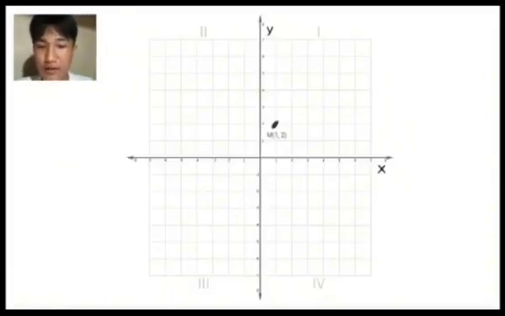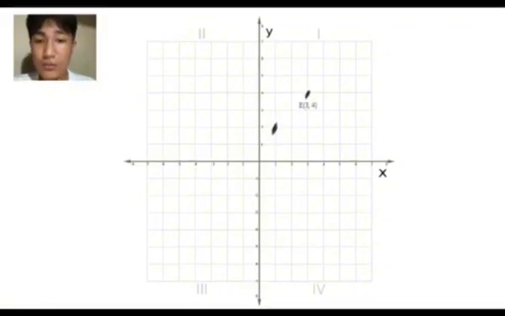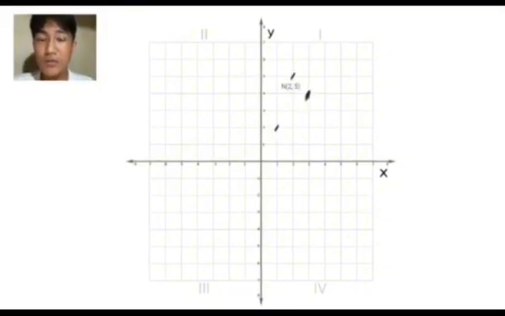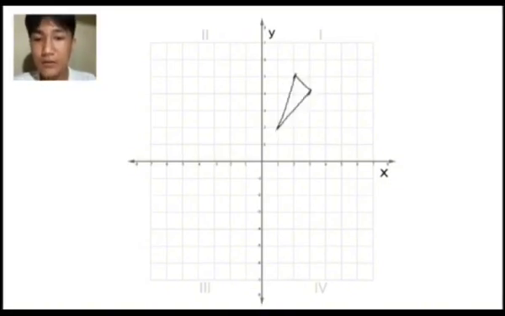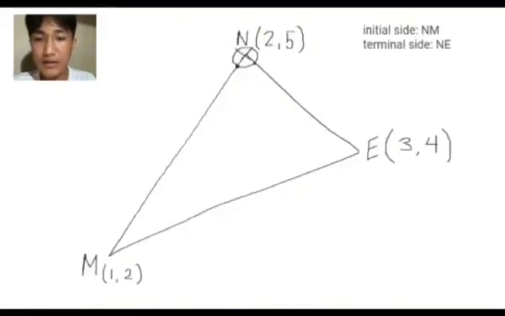To form a triangle, I plotted the vertices on a Cartesian plane, which are M(1, 2), E(3, 4), and N(2, 5). After drawing the triangle, we need to find the initial side and terminal side. First, let's imagine a letter X on top of the triangle and do a counterclockwise rotation. Since the counterclockwise rotation on N ended up on line M first, this is the initial side, and lastly it ended at line E. Therefore, the initial side is NM and the terminal side is NE.